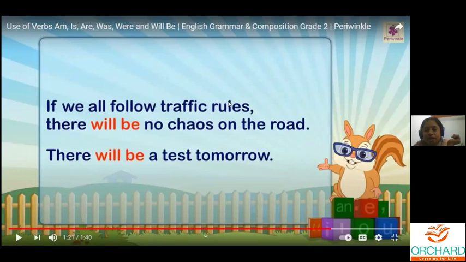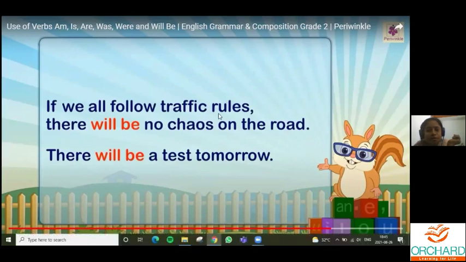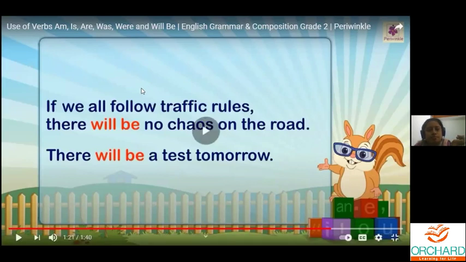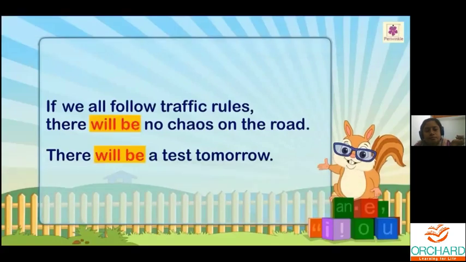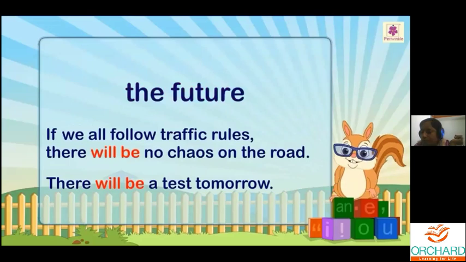What tense is it? Can you tell me? Future tense. Yes, very good. It is future tense. Tomorrow, it's going to happen tomorrow. Not now, and it didn't happen in the past. It is going to happen in the near future. Sentences using the verb will be tell about the future.